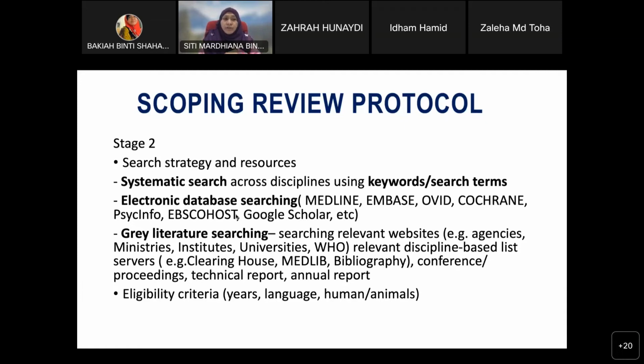And also, like I mentioned earlier, the difference between scoping review and systematic review is that in a scoping review, you can do grey literature searching, where you can search relevant websites, for example the agencies, ministries, institutes, universities, WHO, or any relevant discipline-based list of servers. You can also look at proceedings, technical reports, annual reports, and theses. All of these can be included as your resources in a scoping review.